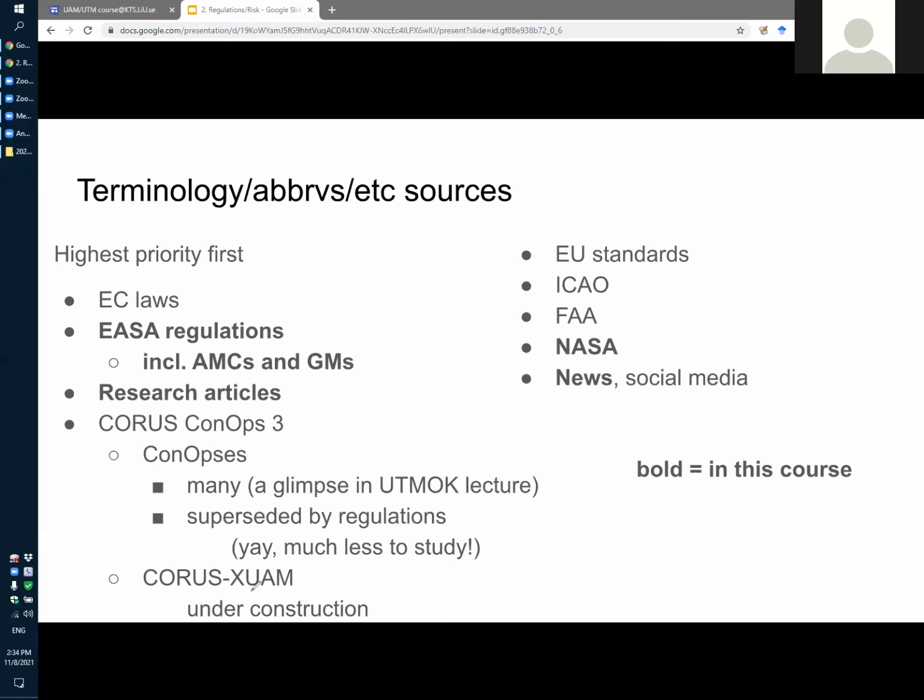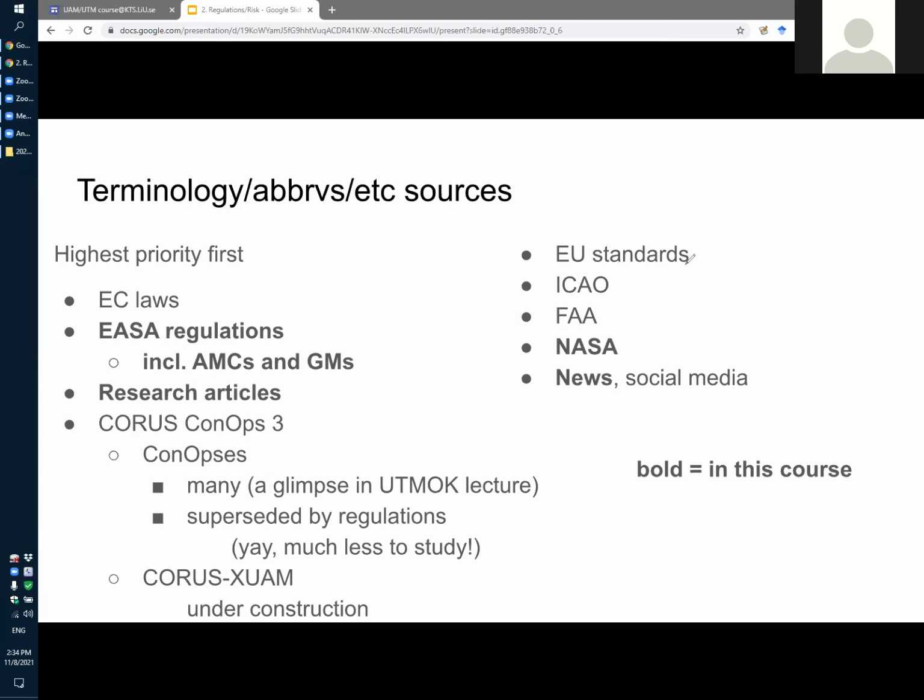Now, speaking of urban air mobility concepts of operations, this project, CORUS extension to urban air mobility, is still going on. We are taking part in it. In fact, I briefly joined the meeting, which I'm missing because of this course. Anyway, it's not there yet, but it's in the works. So regulations, most important; research articles, CONOPS, not so much, but sometimes.